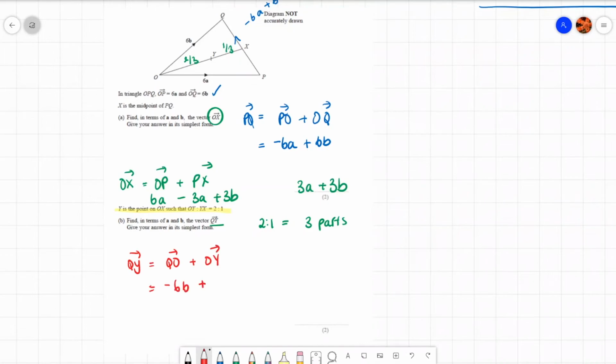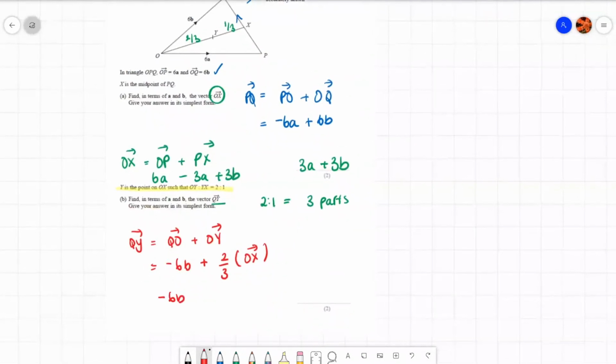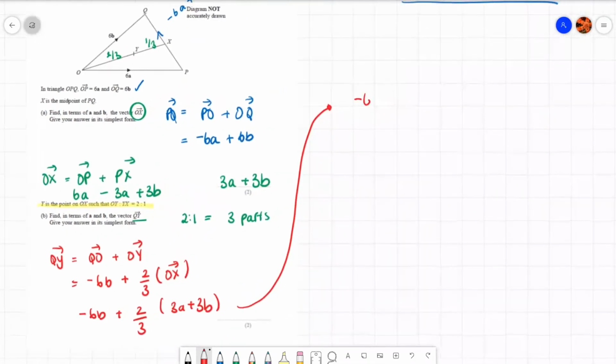Right, OY. Now the full length of my line is OX, isn't it? So OY is 2/3 of my full line, which is OX. So I've got minus 6B there, plus 2/3 of OX. And I've worked out what OX is. OX is 3A plus 3B. I'm just going to take that there. Okay, so I've got minus 6B.